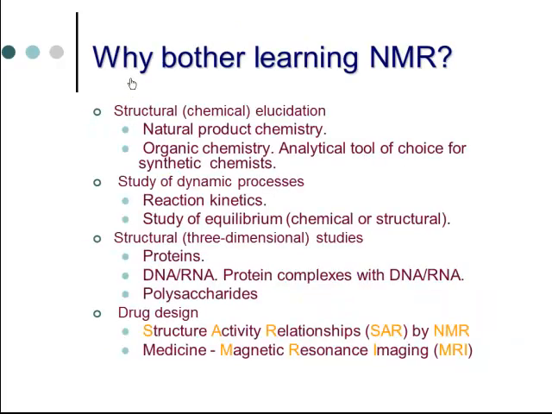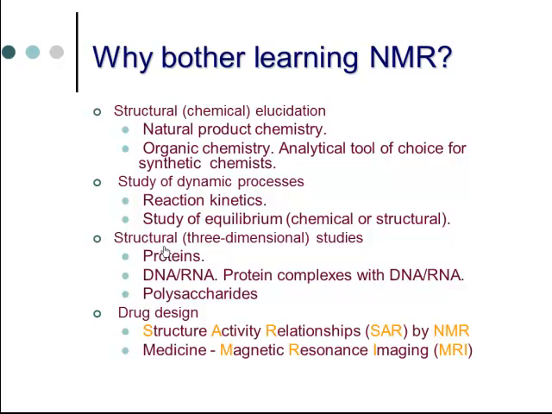The next question that arises is, why should we learn NMR? Why is it so important in chemistry? The most important use of NMR in chemistry is structural elucidation. So NMR helps us to determine the structure of several organic molecules, and hence it is a very important technique in research in the pharmaceutical industry and in organic chemistry. Apart from that, NMR can help us to understand reaction kinetics and the study of equilibria.